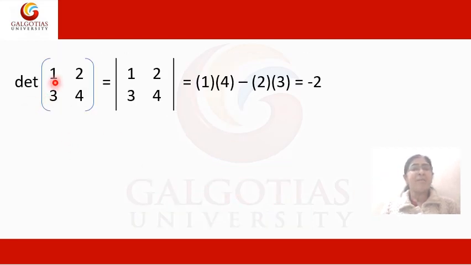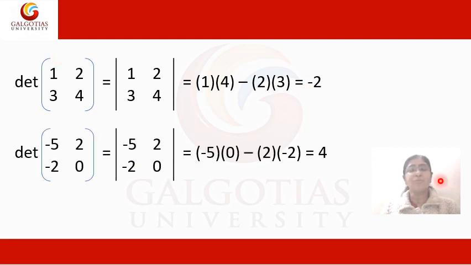Next is determinant 1, 2, 3, 4, which is equal to, cross multiplying, 4 minus 6, which is equal to minus 2. Next is determinant minus 5, 2, minus 2, 0. Now on solving it, I will get 0 plus 4, which is equal to 4.